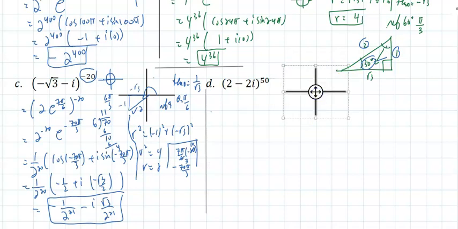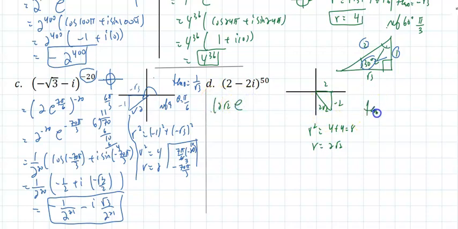We take 2 minus 2i. So we know r squared equals 4 plus 4, which is 8. r equals radical 8, which is 2 radical 2. So we know this is 2 radical 2, e, tan of theta equals the opposite over the adjacent. If I ignore the sign and get the reference angle, we have a reference angle of pi over 4. In the fourth quadrant, the angle is 7 pi over 4.